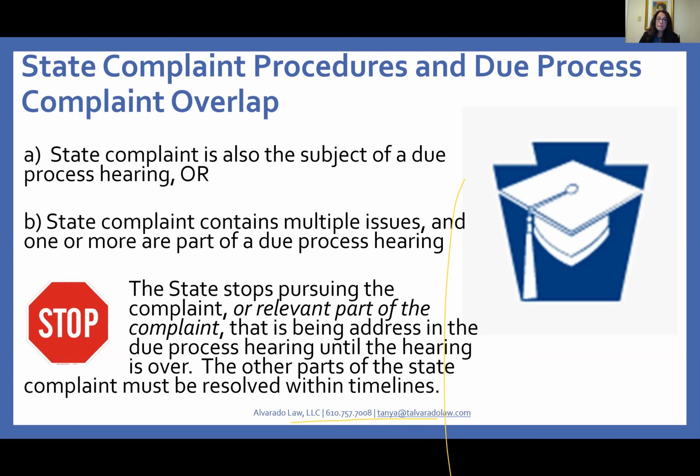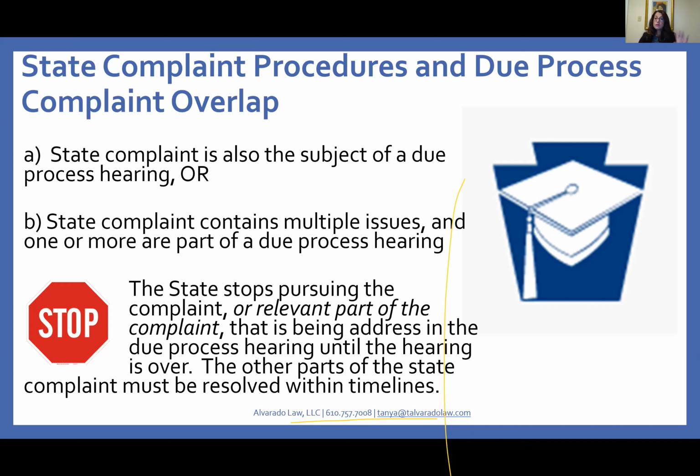If your complaint to due process involves a lot of different issues, and one of those issues, well, I'm sorry, I'm going to reverse it. If you presented a lot of issues to the state, and one of those issues you've taken into due process, the state has to stop investigating that issue that went to due process, but they can continue to investigate everything else. So it's the overlap, whether it's a complete overlap or a little bit, just maybe one issue or two issues. Whenever there's an overlap, the state has to stop investigating it.